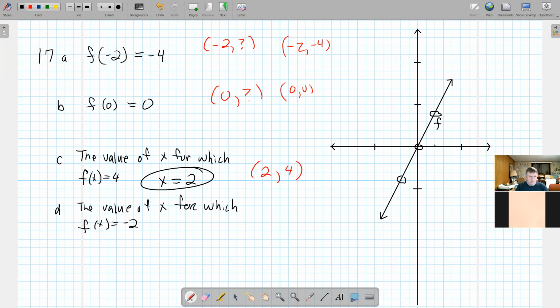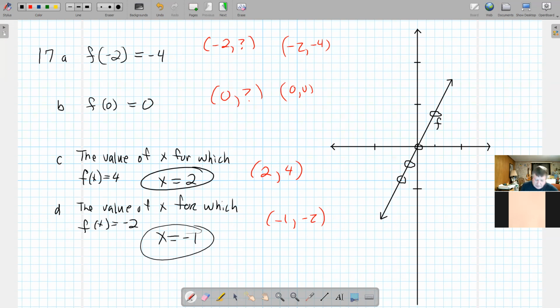Next question. The value of x for which f of x is -2. Well, f of x or y equals -2 is right here. So we're looking at that point. The corresponding x value is -1. So x equals -1. Again, corresponding to the situation where they said y is -2. What's x? It's -1.